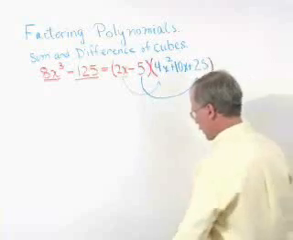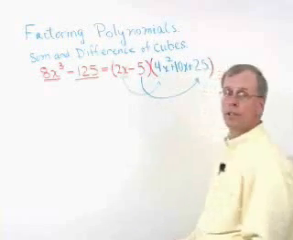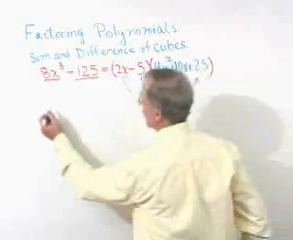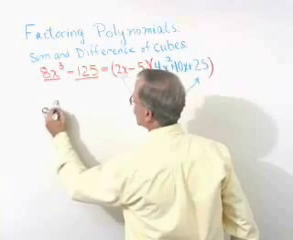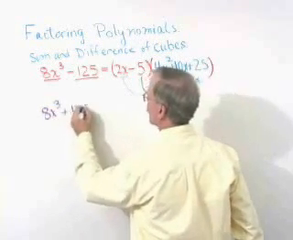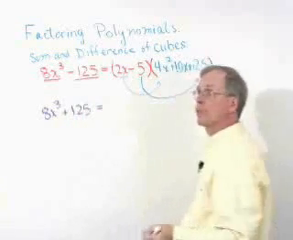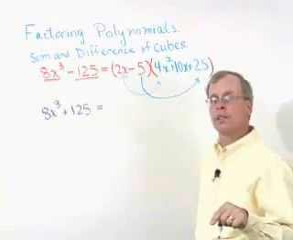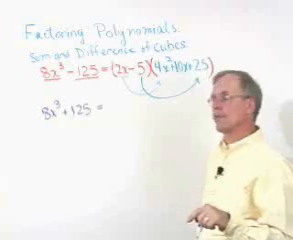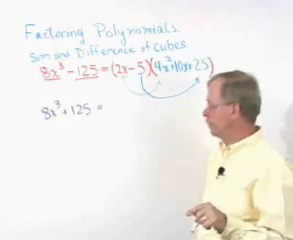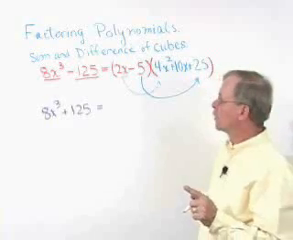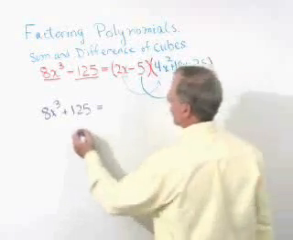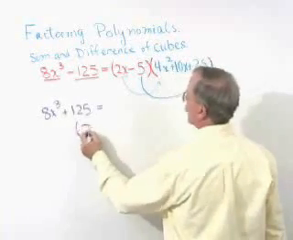Well, what would happen if we had the sum of two cubes instead? Suppose we had 8x cubed plus 125. Now we know when we talk about the difference of two squares, that's factorable, but the sum of two squares is not. That's not true here. The sum of two cubes will factor, and it will factor in a very similar pattern.